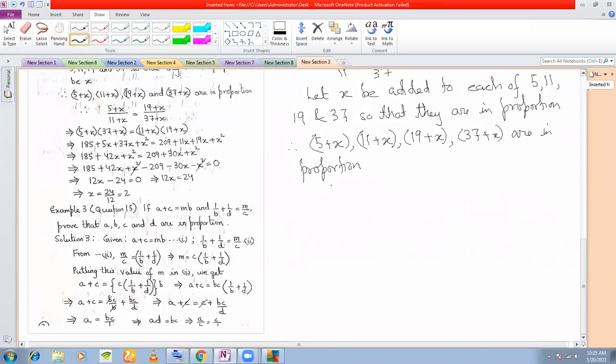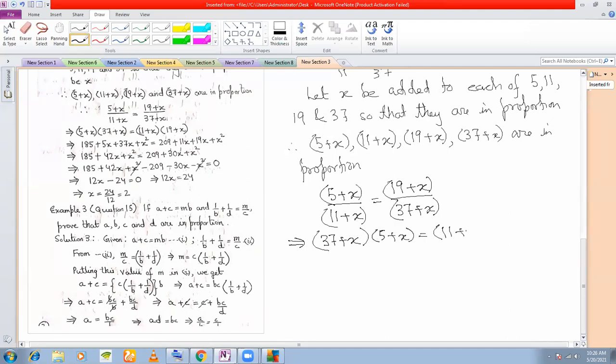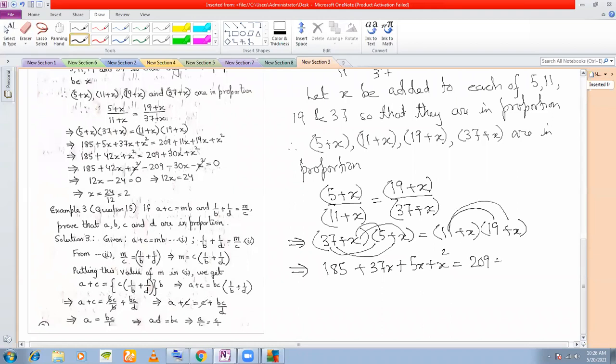So if they are in proportion, that means A by B must be equal to C by D. Cross multiply and solve the equation. 37 into 5, 37 into x, x into 5, x into x. 11 into 19, 11 into x, x into 19, plus x into x.